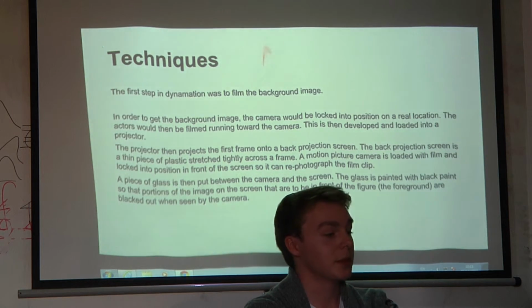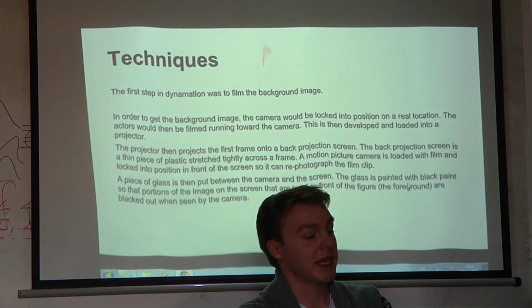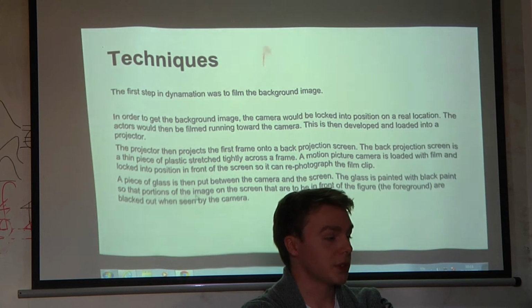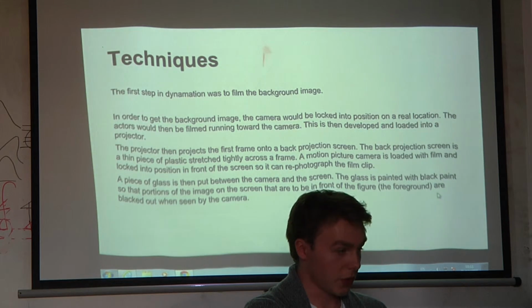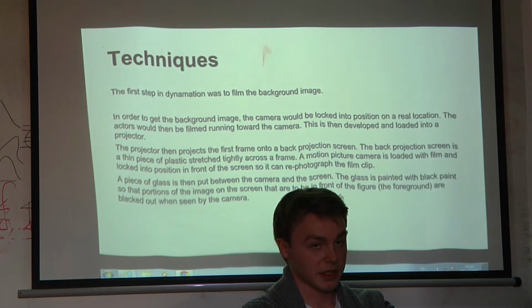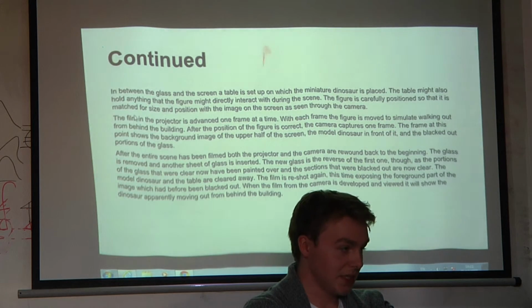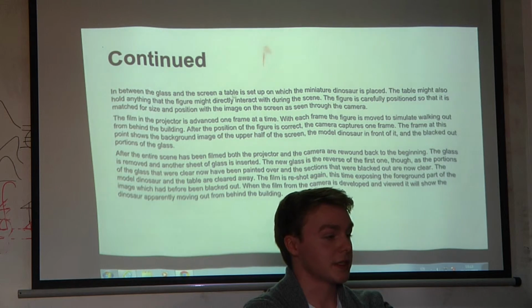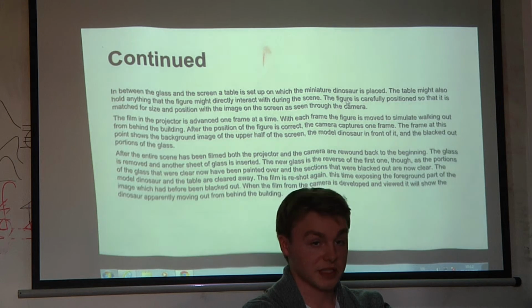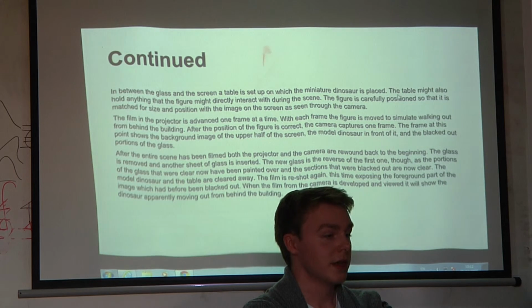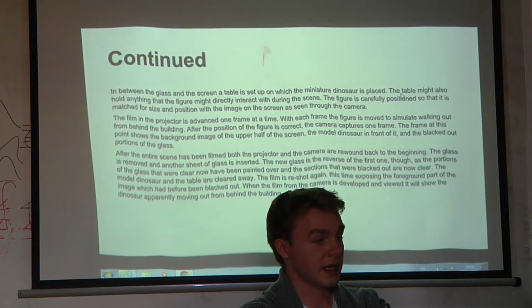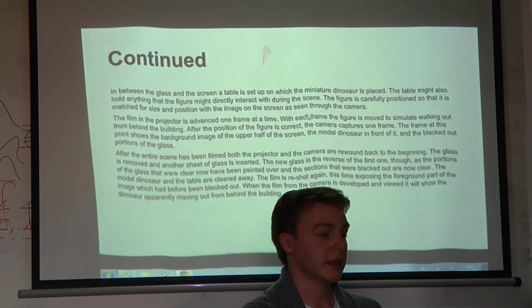A piece of glass is then put between the camera and the screen. The glass is painted with black, so the portions of the image on the screen that are in front of the figure, the foreground, are blacked out when seen by the camera. Between the glass and the screen, a table is set up where a miniature dinosaur or figure, or a skeleton as in the case of Jason and the Argonauts, is placed. The table might also hold anything the figure might directly interact with during the scene, so if they need to pick up something or anything like that.